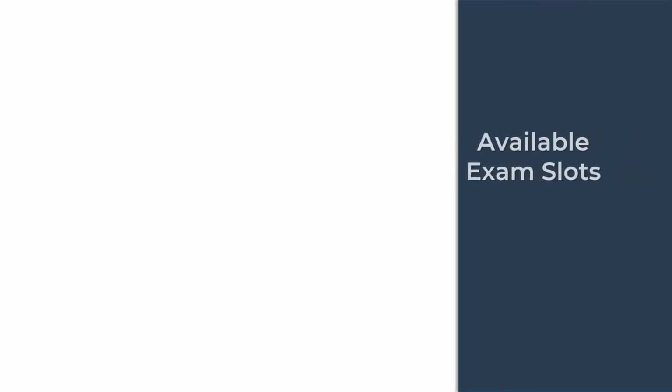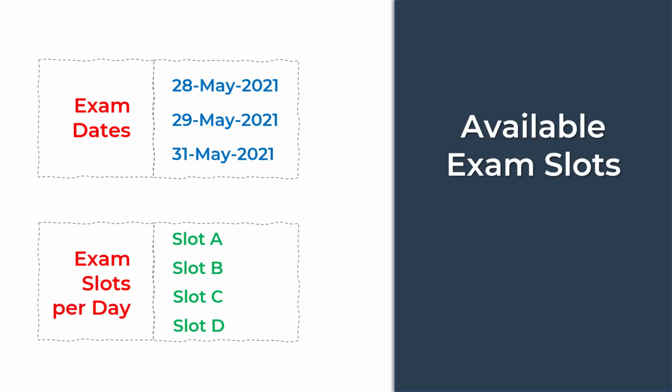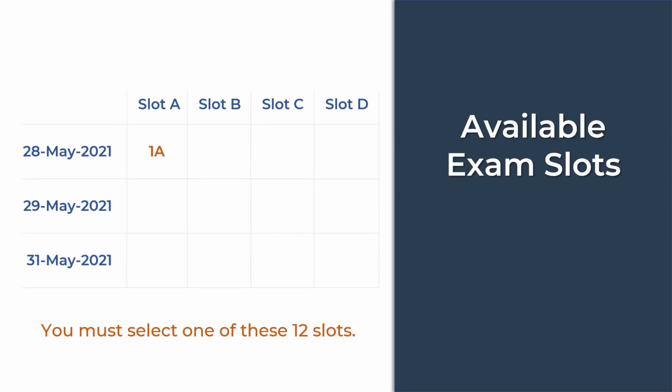Now let's look at the available exam slots. So the exam is supposed to be held on 3 different dates: 28th of May, 29th of May and 31st of May. And on each of these 3 dates, we have got 4 slots, A, B, C and D. So therefore, in total, we have got 12 slots. And out of these 12 slots, we have to pick one. So you can go ahead with 29th of May and slot B or slot C, or you can go ahead with any one of these dates and slot combination.